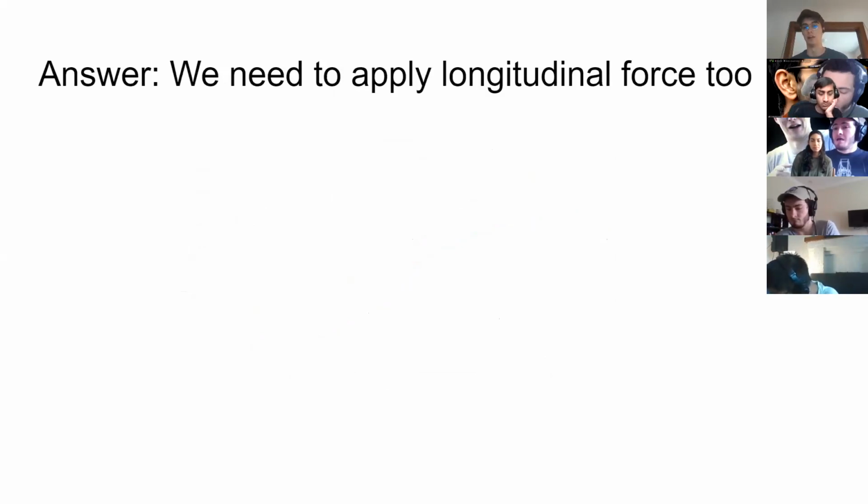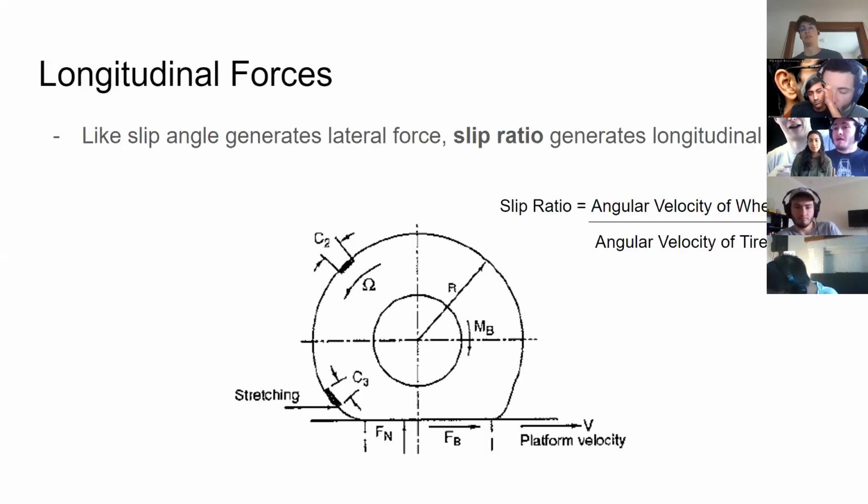Because as much as it'd be nice to travel at constant speed and only take corners, we have to brake and we have to accelerate. And so that's how we get into longitudinal forces of the tire. Slip angle generates lateral force, and slip ratio, as we're going to call it, generates longitudinal force.